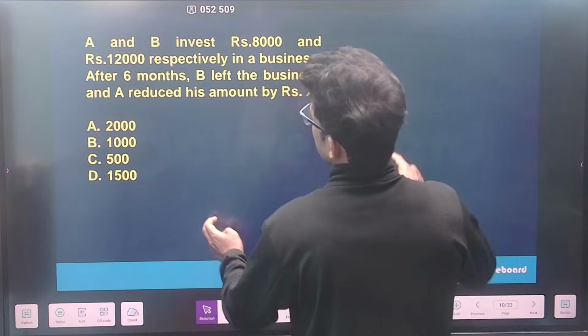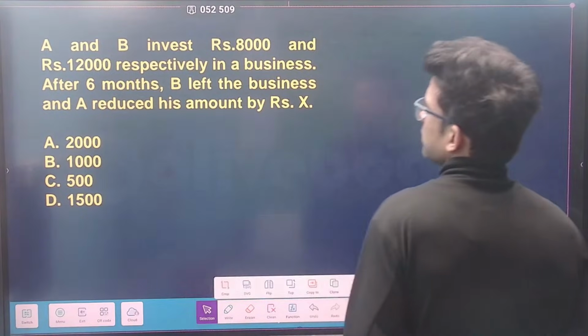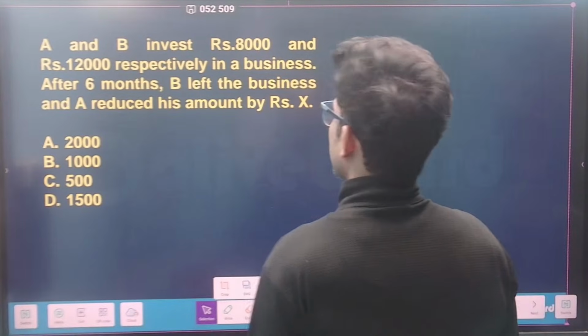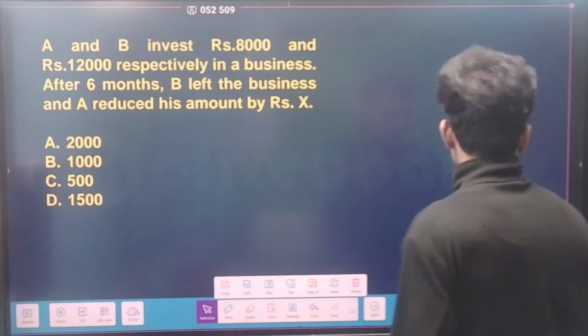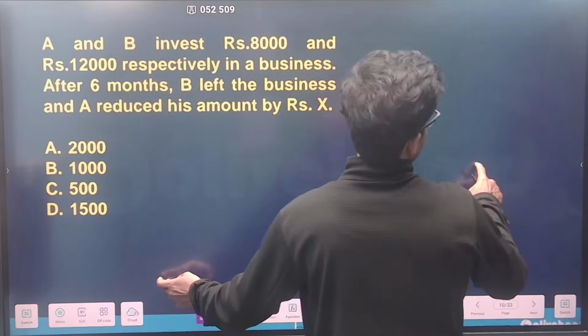Let me read the question. A and B invested rupees 1000 and now come on, do it. This is a good one. This question is good.